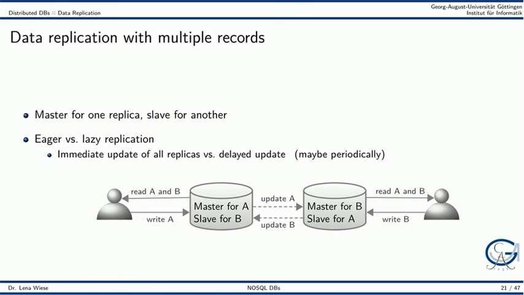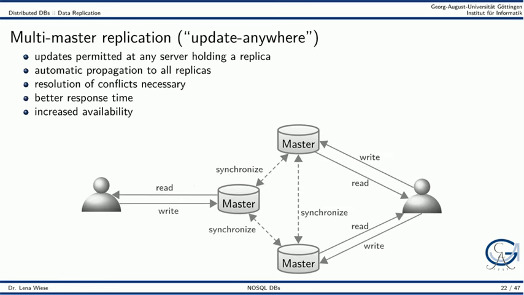A further distinction can be made between eager and lazy replication. Eager replication tries to immediately update all replicas, whereas lazy replication allows for some delay during the update. A different form of replication is multi-master replication, also called update anywhere.